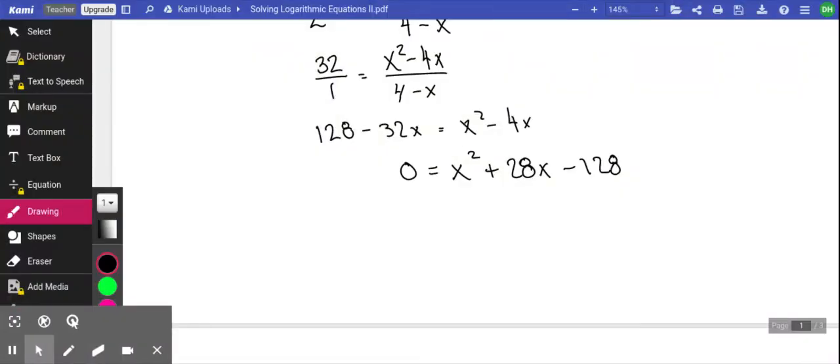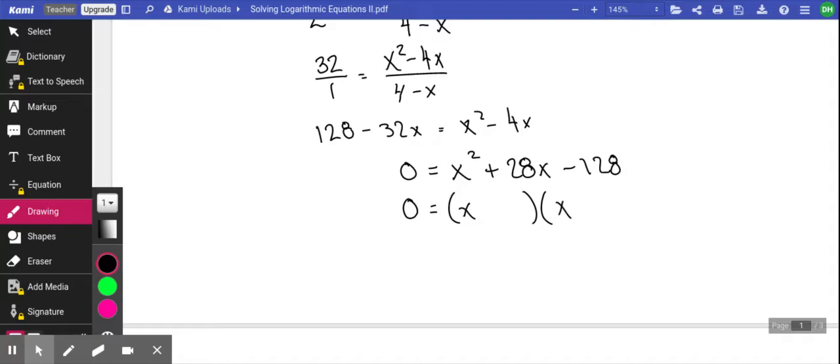This is kind of a crazy one to try to factor. We're trying to think of the multiples of negative 128 that add up to positive 28. Certainly we're going to get into the calculator and play around trying to find some multiples of 128. The winning pair here that you'll find yourself falling in love with is positive 32 and negative 4. You can verify that with your calculator. Make sure they multiply to negative 128, and certainly when you add 32 and negative 4, that'll add up to 28.